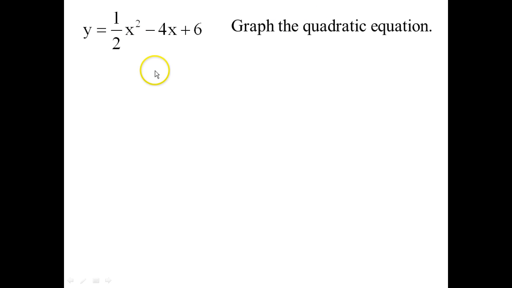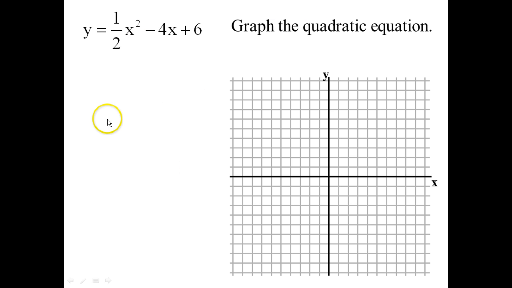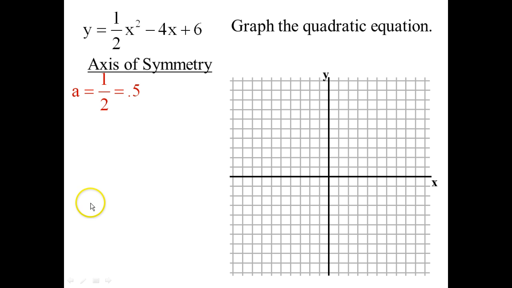Graphing something. Okay. However, it's not going to give you the x values to plug in, so it's not going to be nice. So instead, you're going to use this other formula. X equals negative b over 2a.